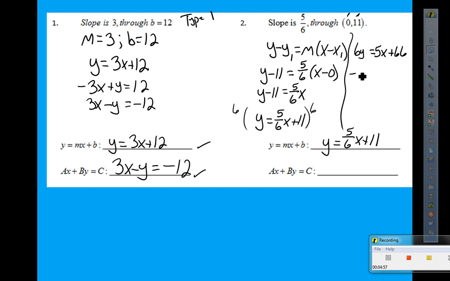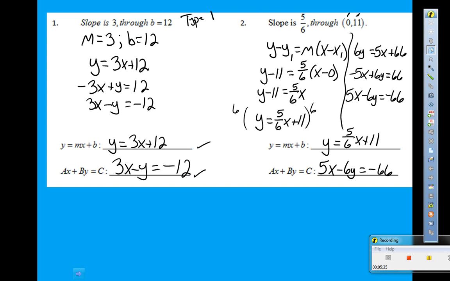So I'm going to have negative 5x plus 6y equals 66. And then I'm going to multiply everything through by negative 1 to get 5x minus 6y equals negative 66. So in standard form, 5x minus 6y equals negative 66. So there it is in standard form and in slope-intercept form. So I'm hoping review. I'm going to pick the pace up just a little bit now.